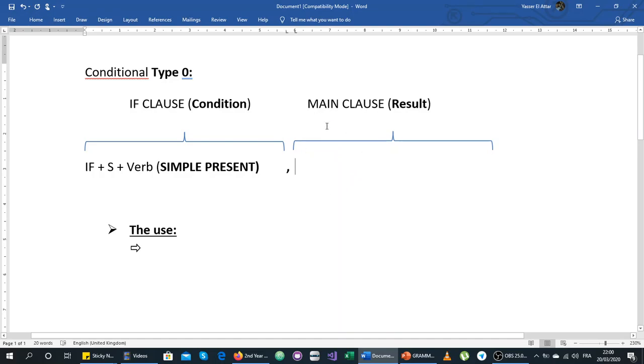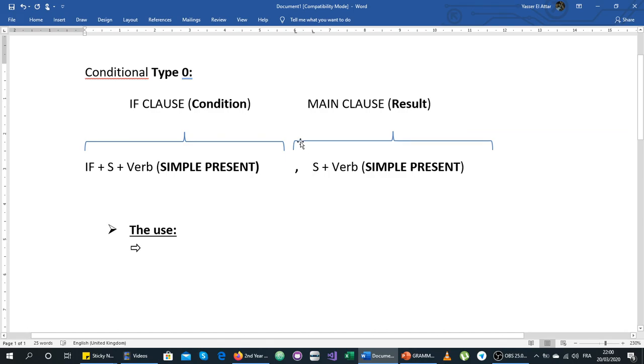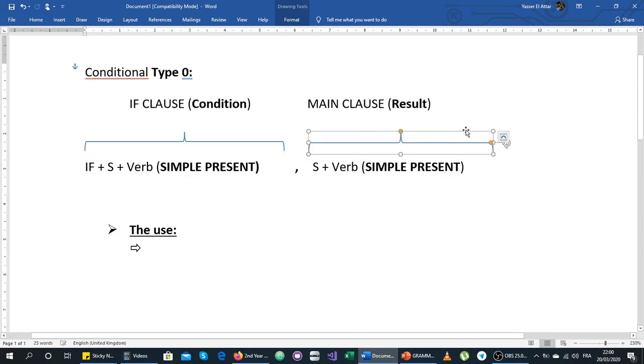Then we have the main clause. For the main clause, we start with a subject and then the verb. And the verb again, we conjugate it in the simple present. So this one is also in the simple present. So this is the form of the main clause in the conditional type 0. So this is the form of the conditional type 0.